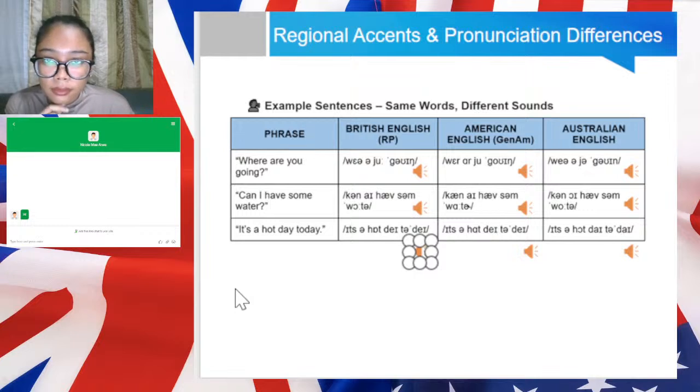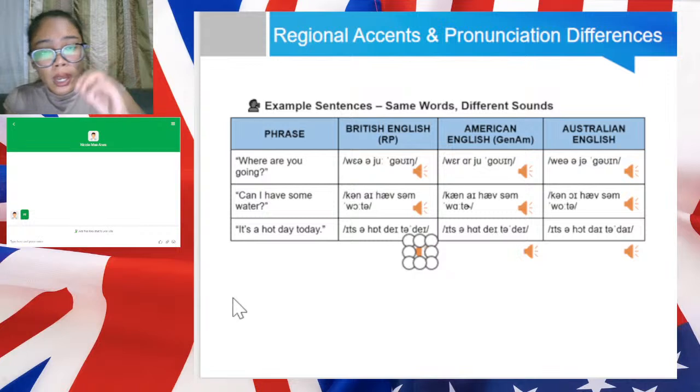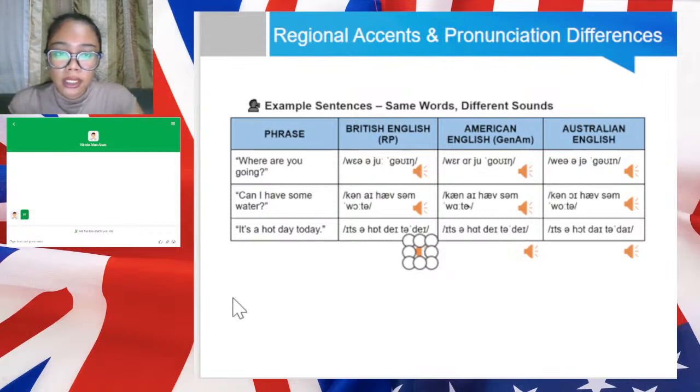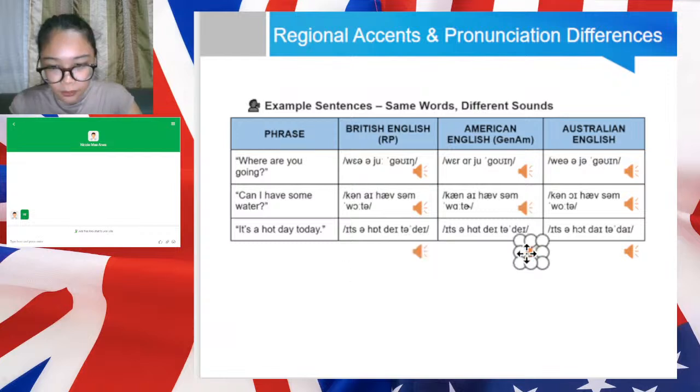It's a hot day today. Notice that the stress in this sentence is usually focused on the word hot, because it wants to highlight that particular meaning of the word for the whole sentence to make sense. It's a hot day today. Okay, that's British English.